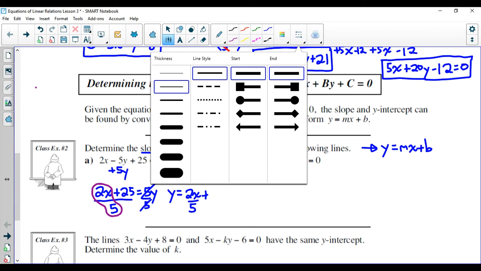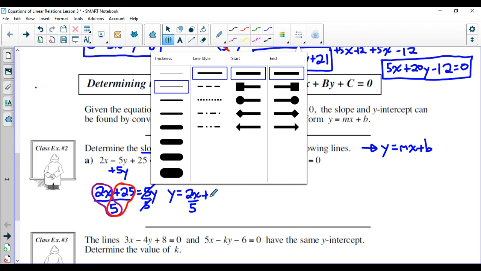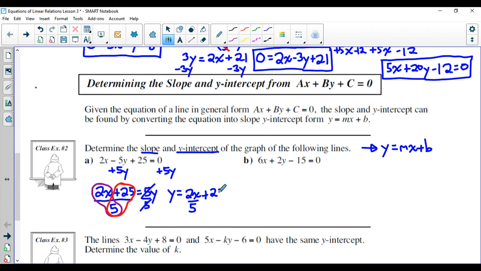And then the second fraction is going to be, you're going to take the second term and you're going to divide by the exact same denominator. So we're going to divide 25 by 5. So this would be 25 over 5.